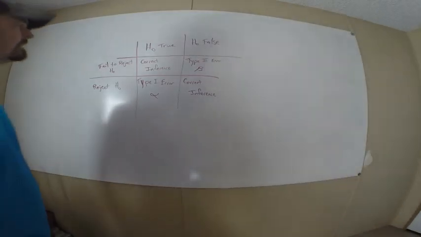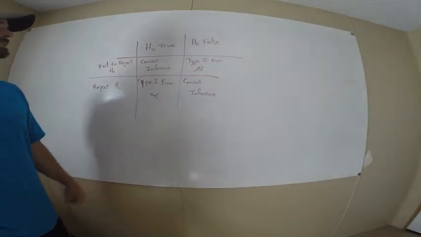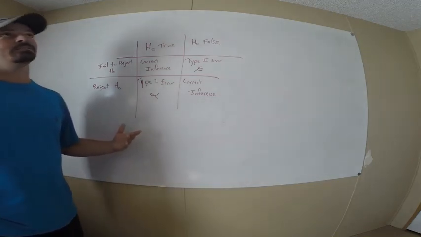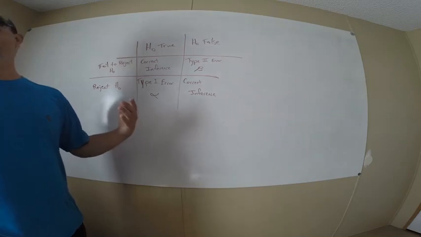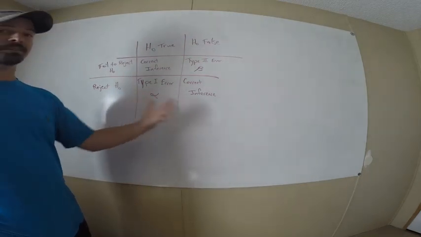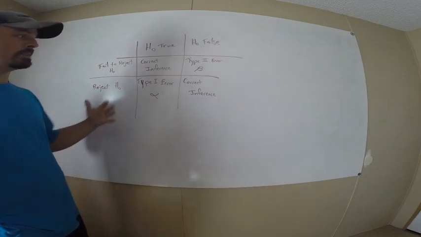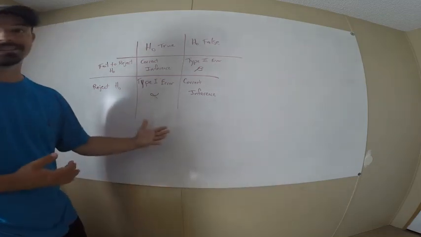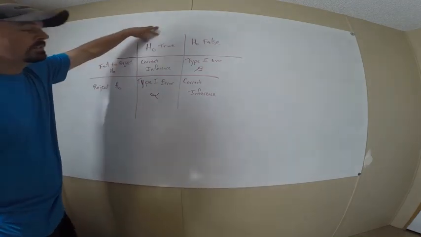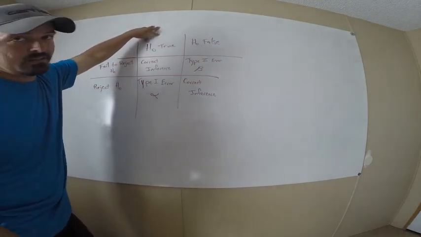All right, so I got this nifty little chart here. If you don't like the way my chart looks, you can find a chart on Wikipedia. You can find charts with just a Google search of type 1, type 2 error. You'll find all different types of charts laid out in all different ways with all different types of words that all essentially say the same thing. But here's my chart. Okay, your null hypothesis is true. Okay, let's start with it.